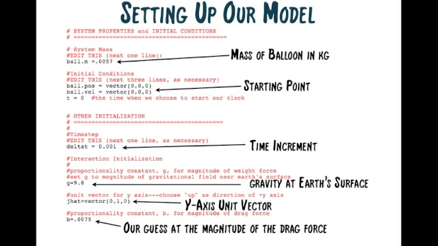We put in the gravity at the Earth's surface, which we know to be 9.8 newtons per kilogram, approximately. We also put in the y-axis unit vector, which would be 0 and 0 for the x and the z. And we put in a guess at our magnitude of the drag force because we wanted to include that in our final model.